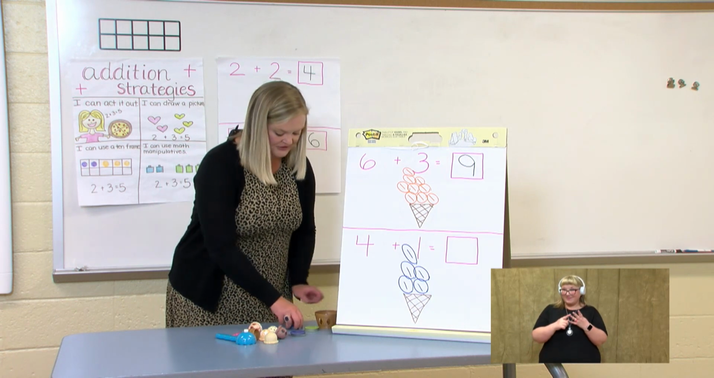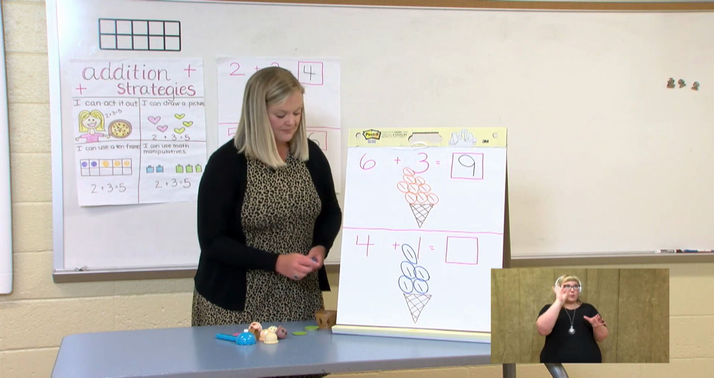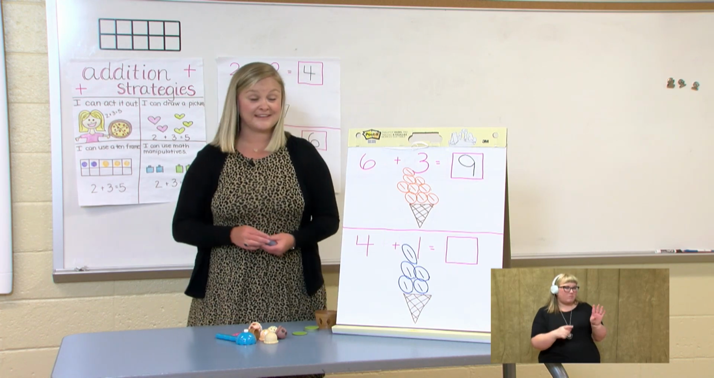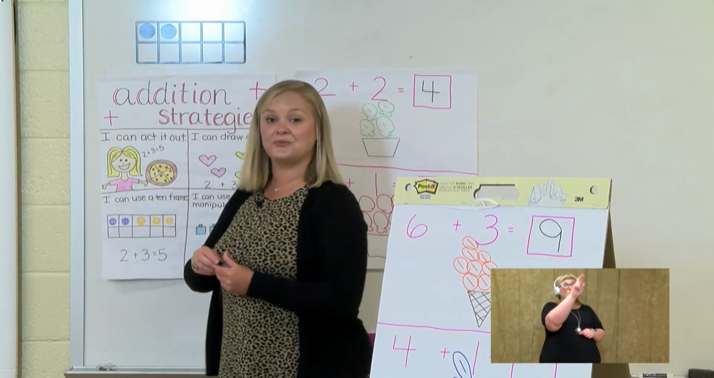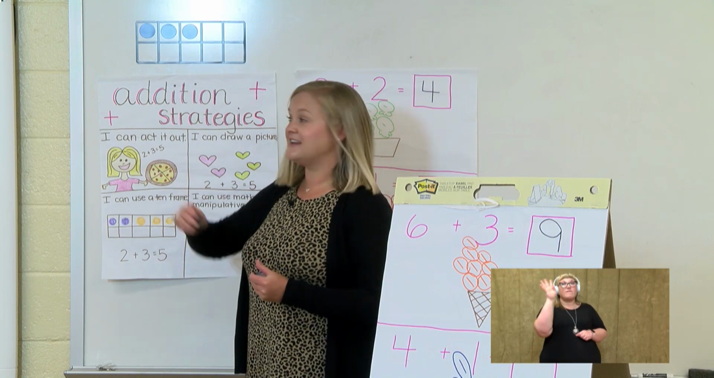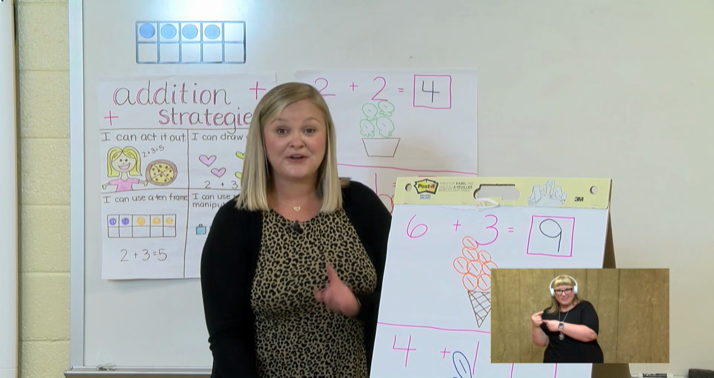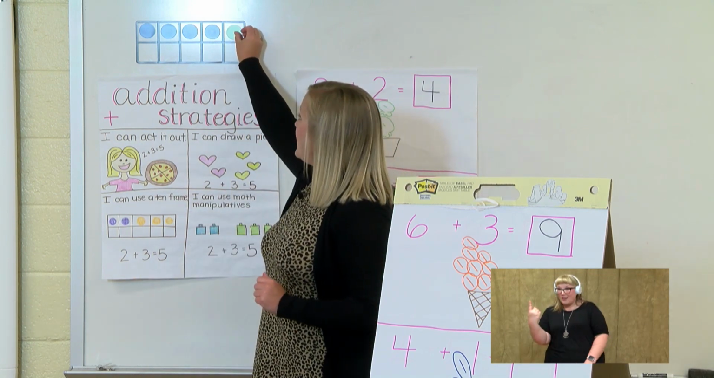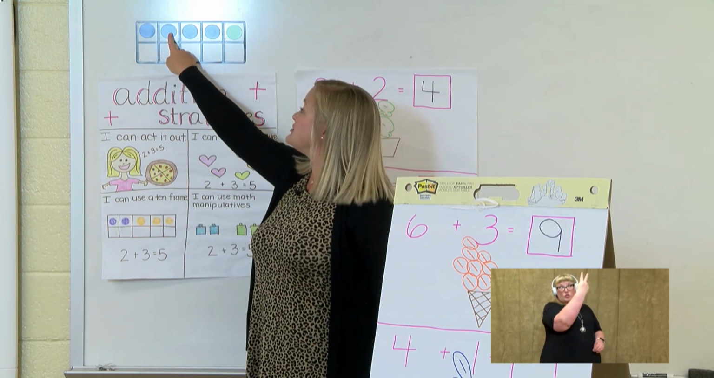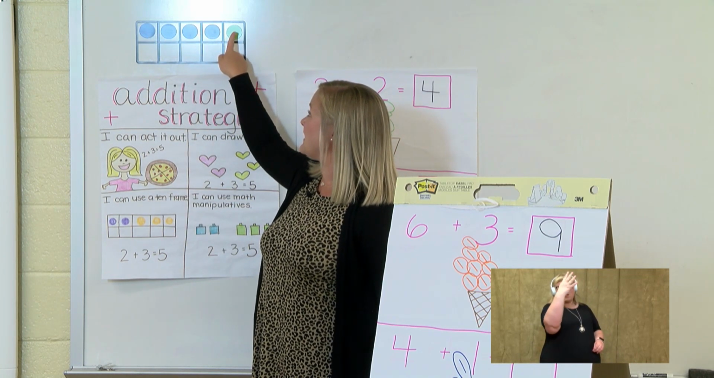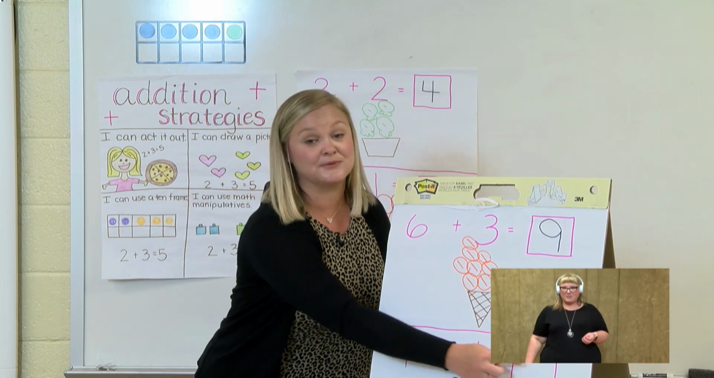Now let's try to solve it using our tens frame. How many blue dots do I need to put in our tens frame? 4. Count with me as I put them up. 1, 2, 3, 4. Excellent. How many green dots? 1. Now let's count our dots in our ten frame all together. 1, 2, 3, 4, 5. Excellent. So 3 strategies to help us figure out that 4 plus 1 equals 5.